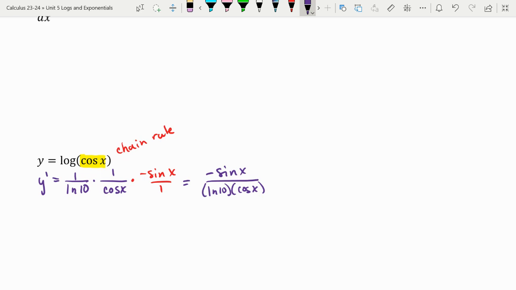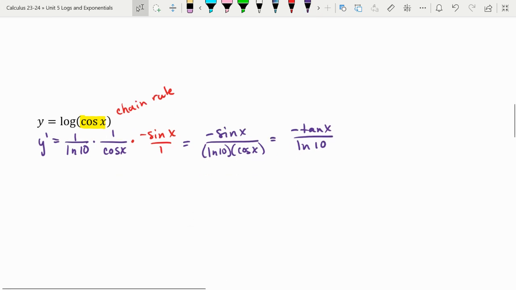Some of you were like, well, sine over cosine is just tangent. If you wanted to, it is not required. You could say that then this is negative tangent of x over ln of 10. But again, you don't have to do that. You can stop once I have taken that derivative.